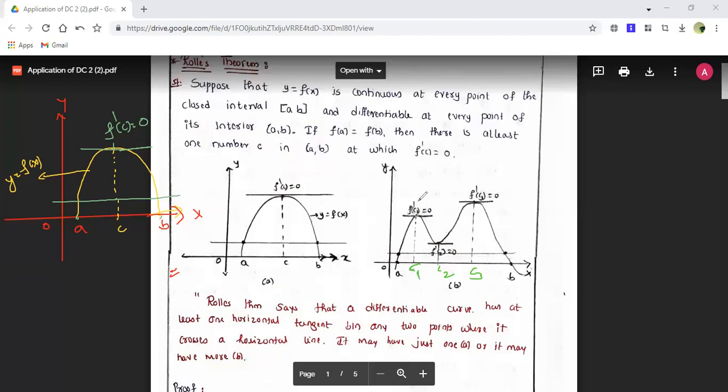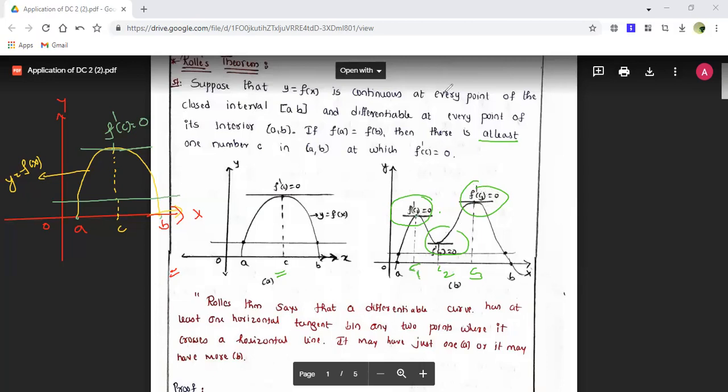If you take a tangent at this point, f dash of C1 is 0. At this point, f dash of C2 is equal to 0. At this point, f dash of C3 is equal to 0. So this implies at least one number c exists in between a, b. There may be more also. From figure 1, it is clear that there exists one point, and from this figure, it is clear that there may be many such points in the open interval a, b, such that the derivative at that point is equal to 0. This is how we are supposed to understand the geometrical interpretation of Rolle's theorem.